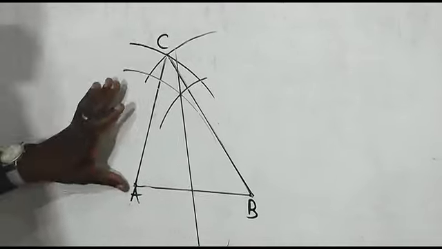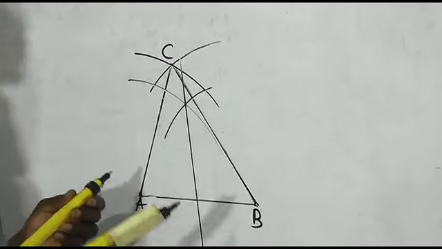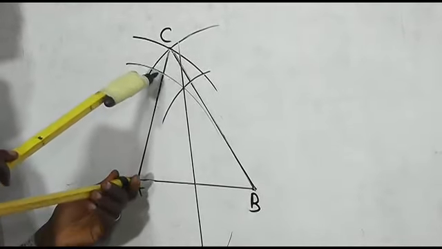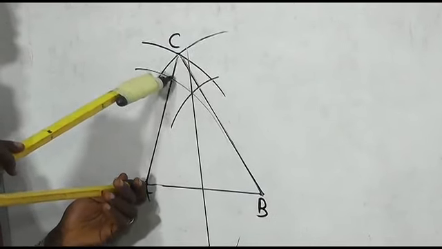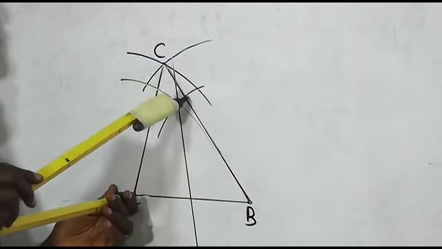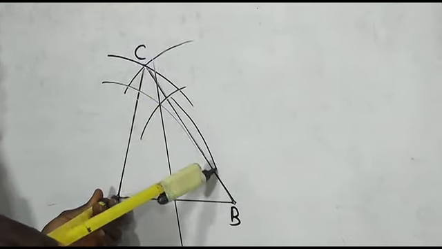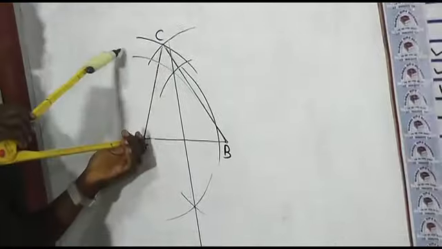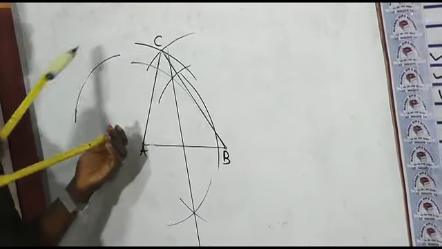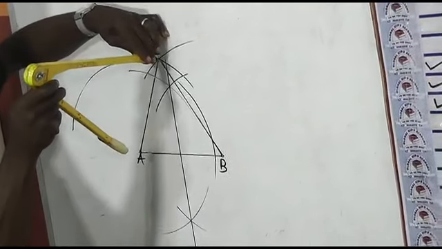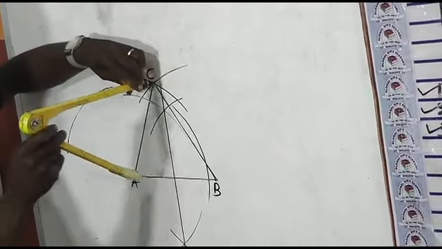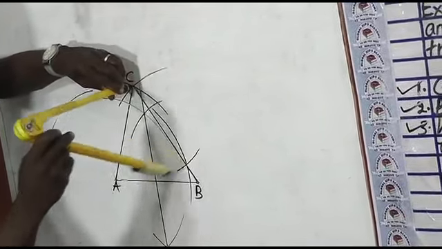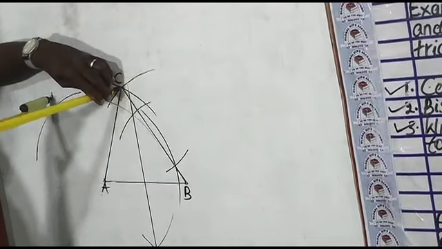So let's bisect AC. You do the same thing. Pick more than half the distance of AC. Okay, this is more than half. Then you draw an arc this way. Then you draw an arc the other way. Pivot the pin of your compass at point C, cut the arc, and cut this other arc here.